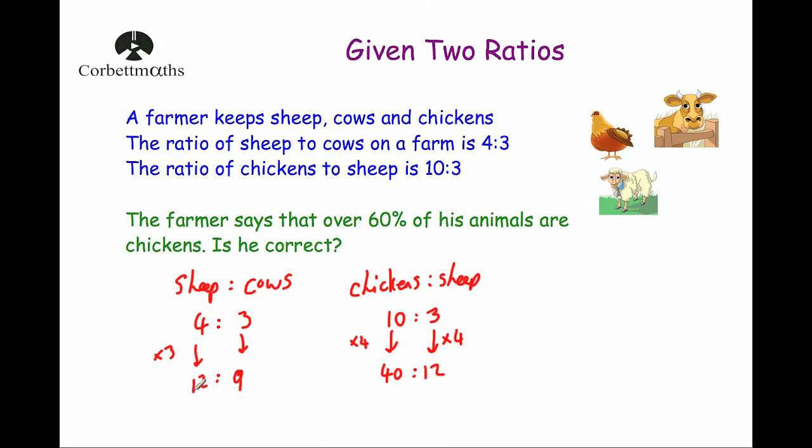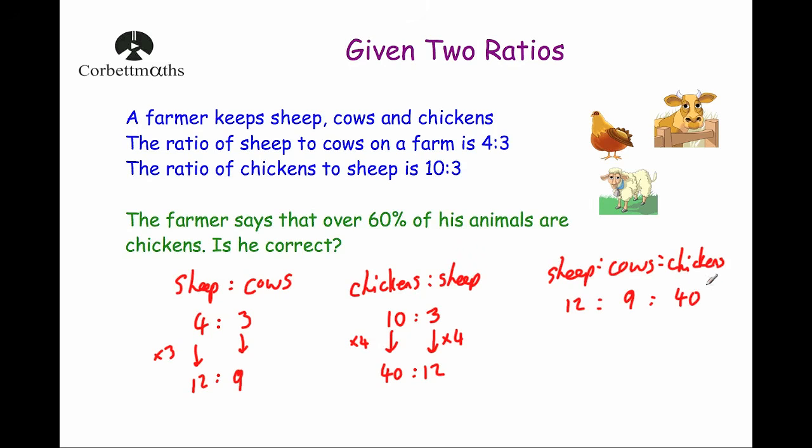And now we can see that we've got two ratios with 12 sheep. So in other words, for 12 sheep, there's 9 cows. And for 12 sheep, there's 40 chickens. So we can put that all together as one ratio with sheep, cows, and chickens. So for every 12 sheep, there are 9 cows and there are 40 chickens. And if you look at this ratio, 12, 9 and 40, that can't be simplified down, so that's in its simplest terms. So the farmer says that 60% of his animals are chickens.